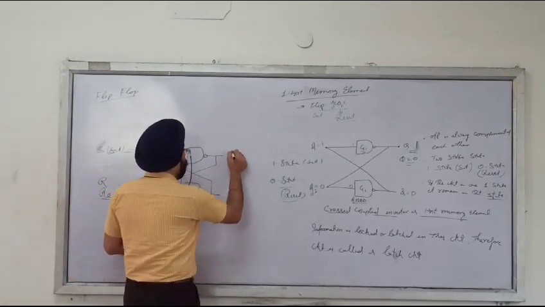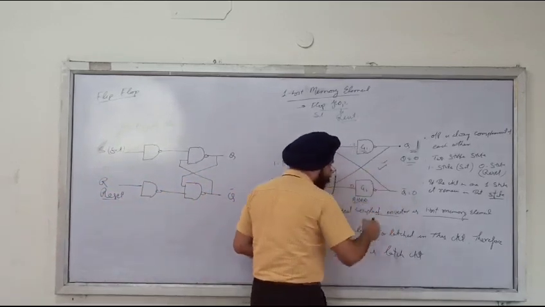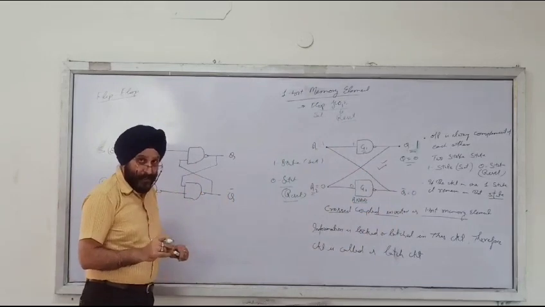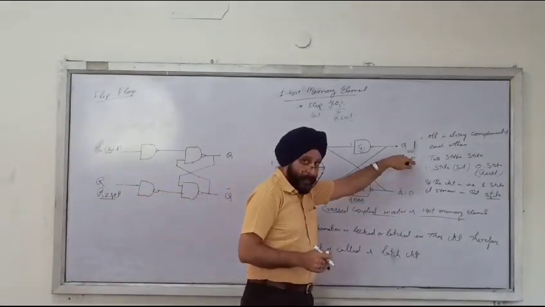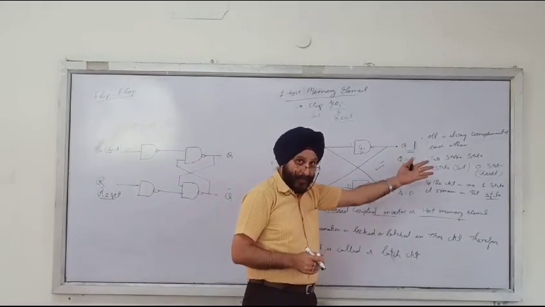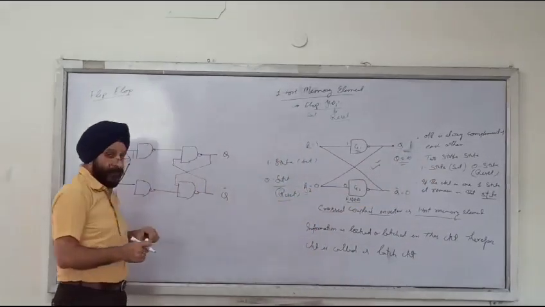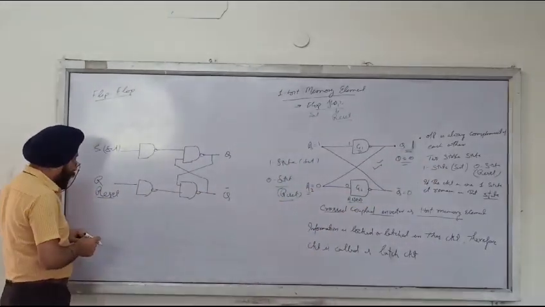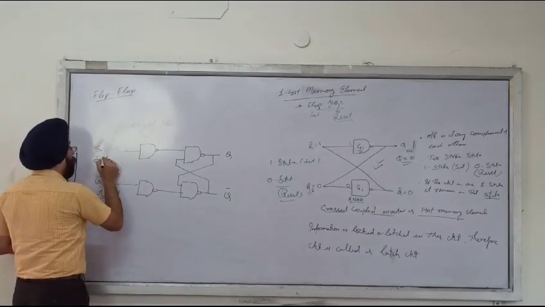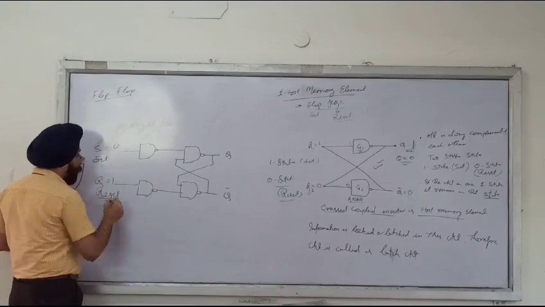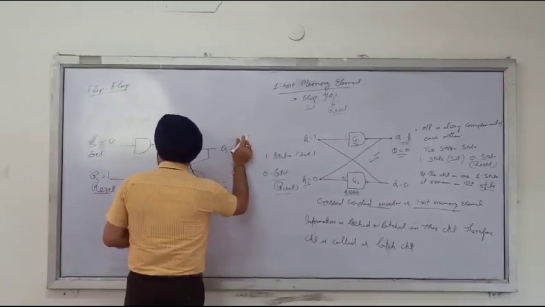Now in this circuit we have seen that we cannot give any external input. The value that has been attained by this circuit will remain in that value until the circuit is switched off. With a small modification we can enter a value in this circuit. Suppose the value of S is equal to 0 and R is equal to 1, and we assume that the value of Q is equal to 1.